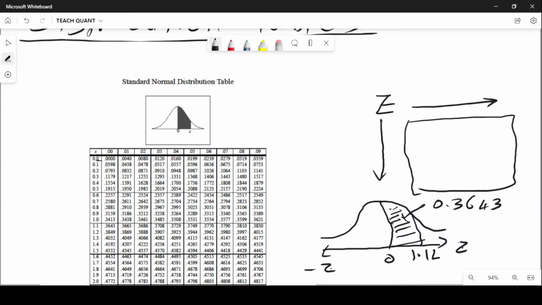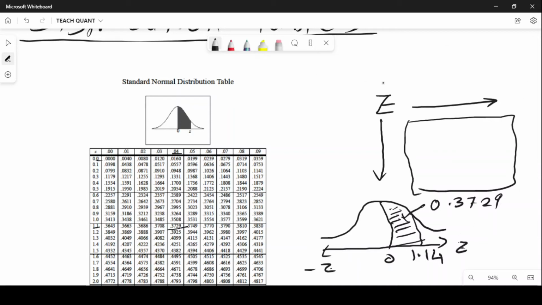Now, if it was 1.14, then things would have been different. We are not far off. You come to 1.1, which is here, and then you look for this 4. So where these two meet is this value. It is 0.3729. And that is how you read the value on the positive side.